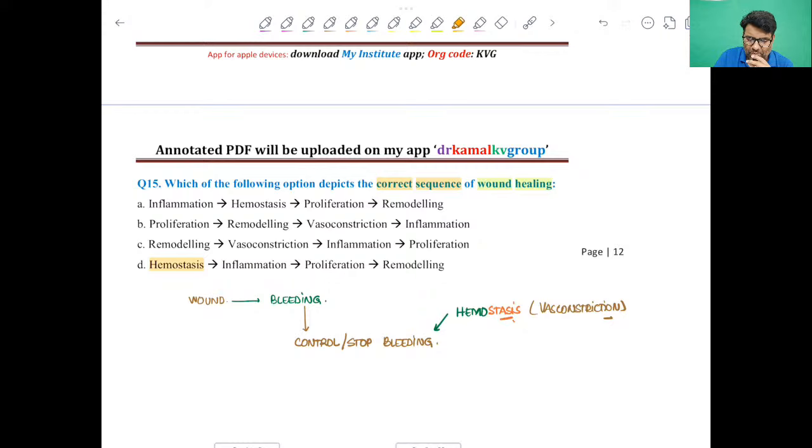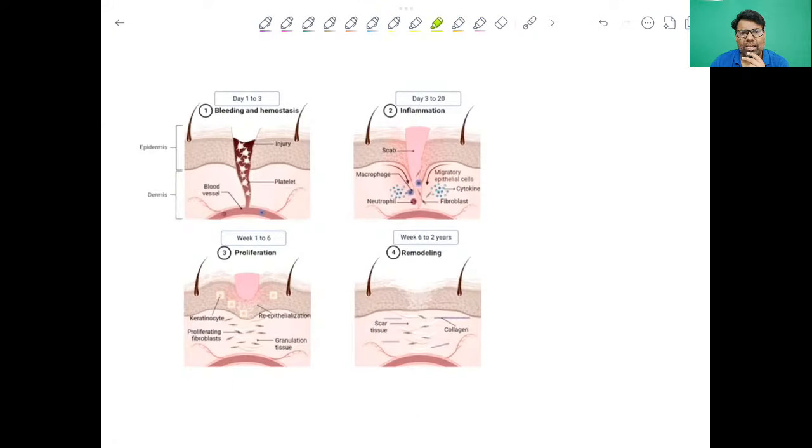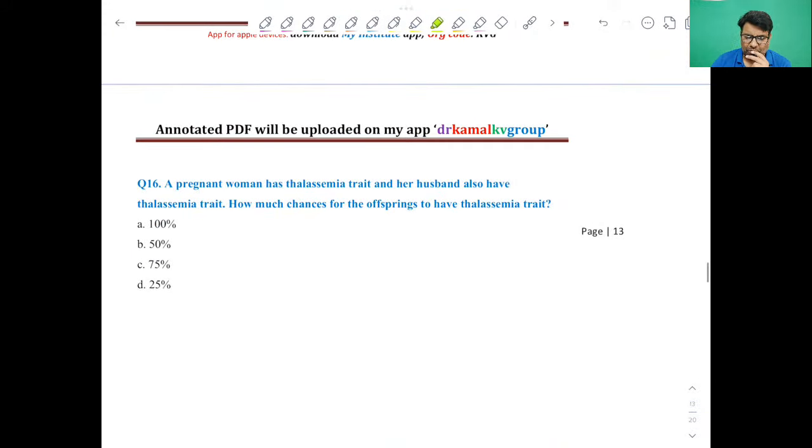It has to be hemostasis, inflammation, proliferation and remodeling. So the only hint here is choose an option which starts with the word hemostasis, and if hemostasis is not given, then at least vasoconstriction. So choose only that option which starts with hemostasis or vasoconstriction. So the answer is option D here, hemostasis, then there will be inflammation, then there will be proliferation of the tissue, and finally there will be remodeling, right? So that is the correct sequence. Yes, very good, Varsha. Chalo, next question.